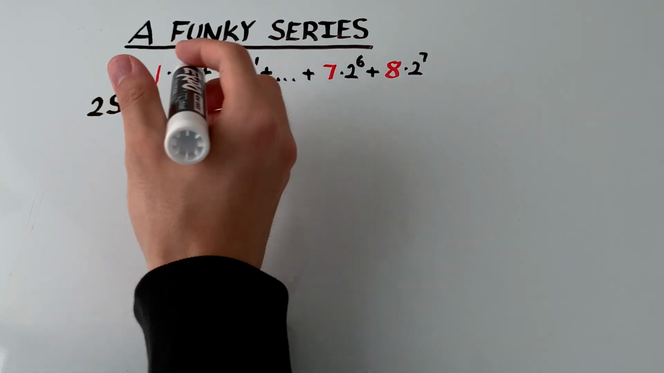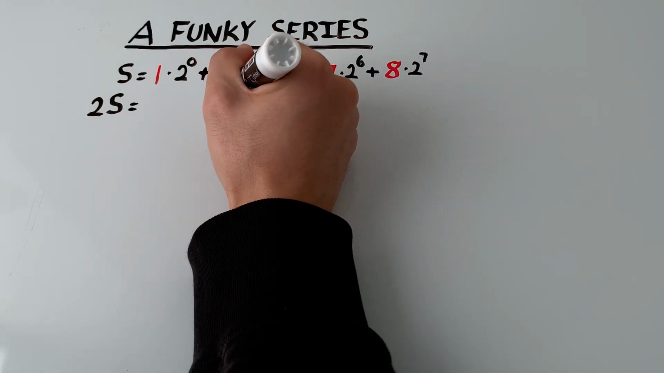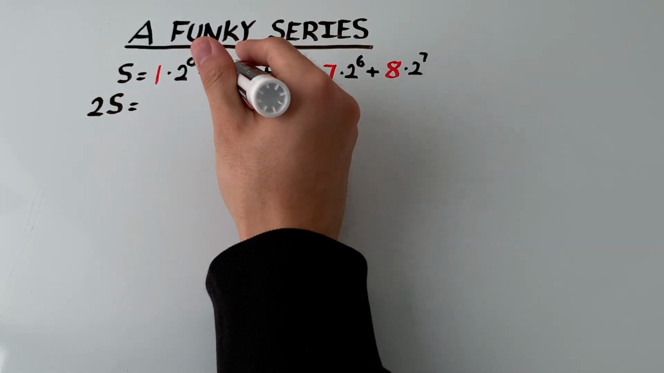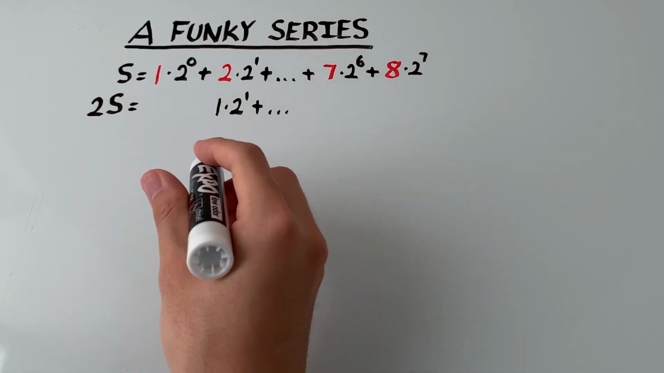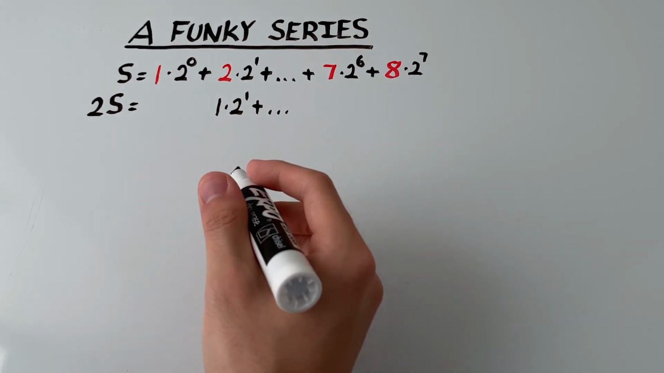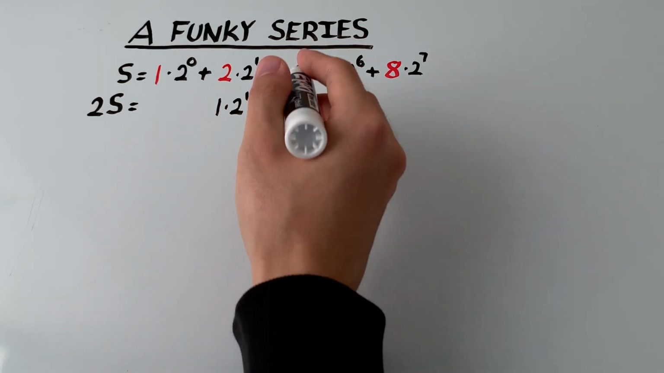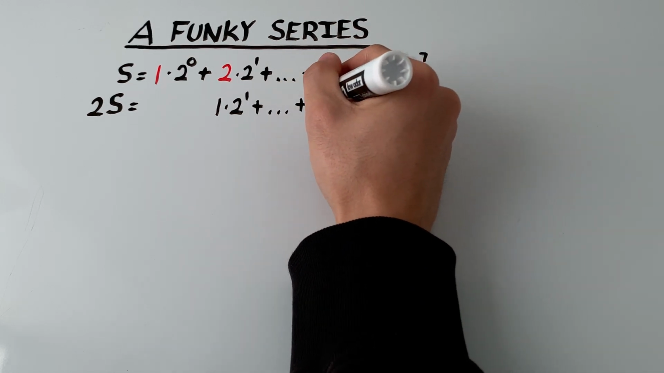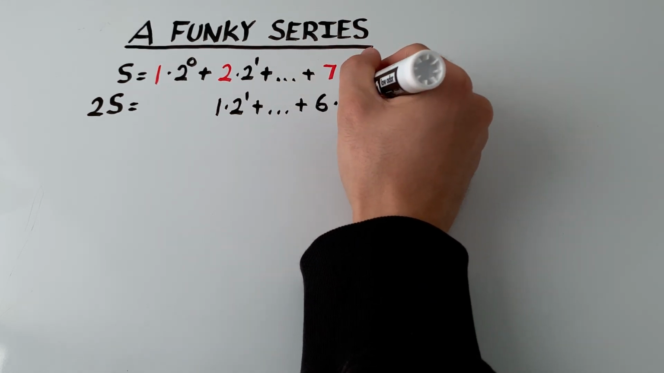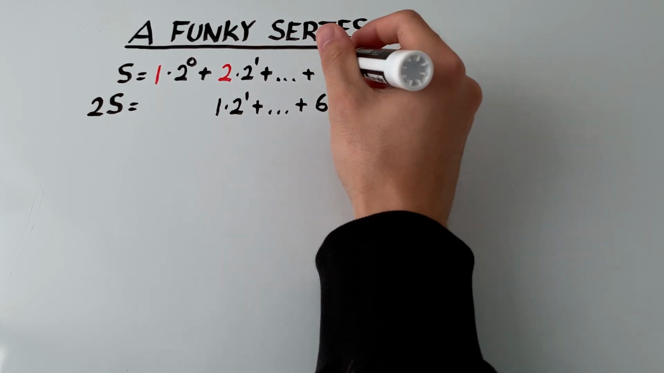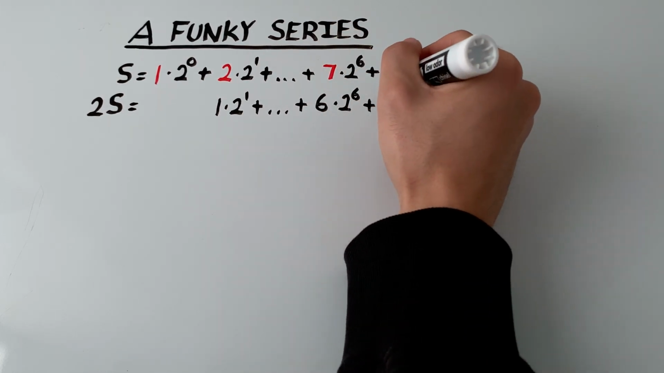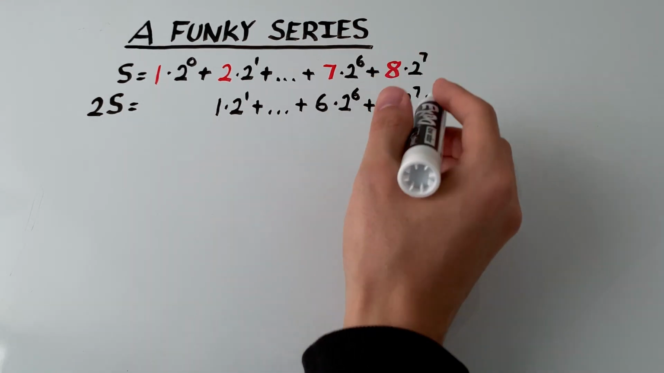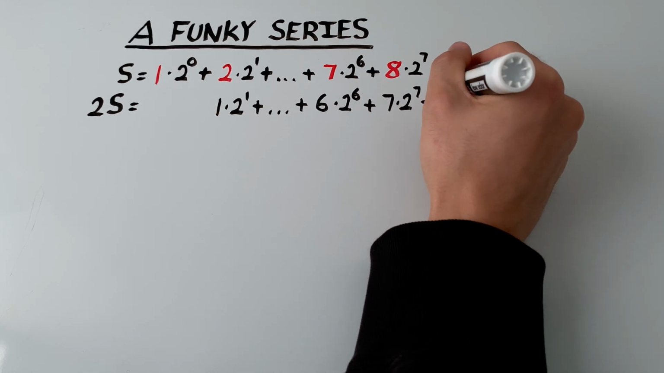So 1 times 2 to the 0 becomes 1 times 2 to the 1. 2 times 2 to the 1 becomes 2 times 2 to the 2. 6 times 2 to the 5th becomes 6 times 2 to the 6th. 7 times 2 to the 6th becomes 7 times 2 to the 7th. And then 8 times 2 to the 7 becomes 8 times 2 to the 8.